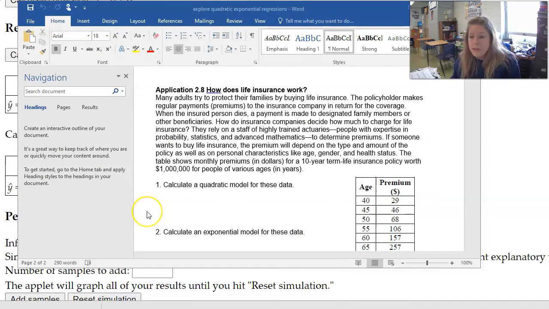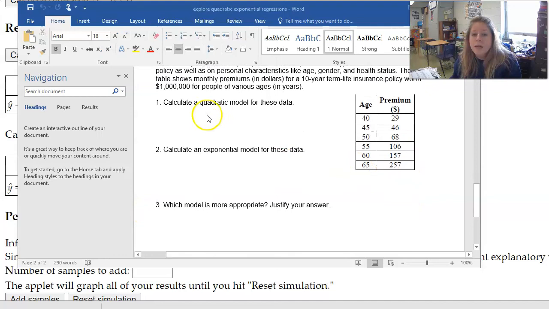On the next page of the assignment is going to be the same thing, except the data is already given to you. Calculate the quadratic and the exponential model and see which one the R is closest to 1.